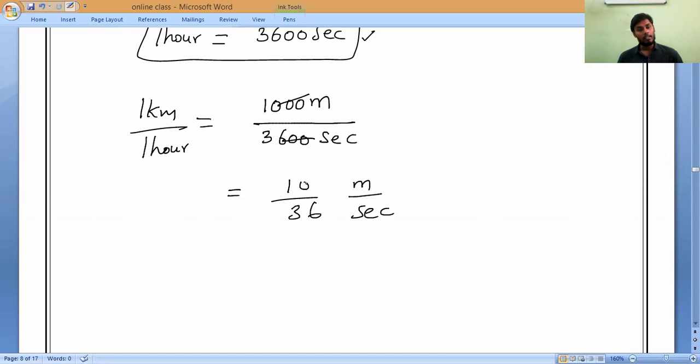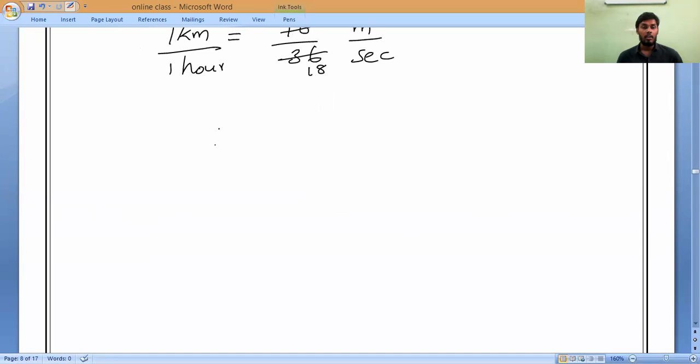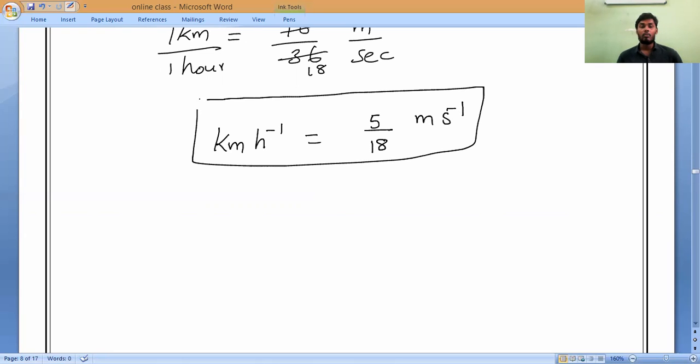Now, 10 and 36, one table will go. What is the table? Both will divide in the table of 2. 2 fives are 10, 2 eighteens are 36. So 5 by 18. That's all, guys. So I can say 1 kilometer per hour is equal to how many meter per second? 5 by 18 meter per second. Understand? That is the relation between kilometer per hour and meter per second.